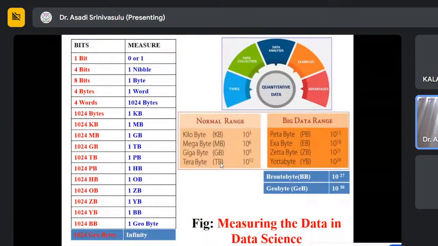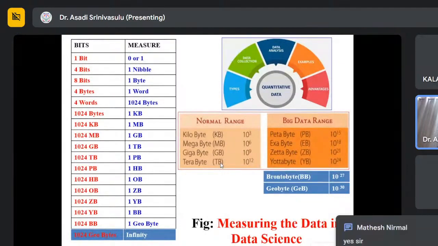Okay. Measuring the data in data science: a huge volume of data is there, and I don't know the measurement used in servers and data centers. If you press capital A, the system cannot understand it. Internally it converts it into ASCII format. ASCII stands for American Standard Code for Information Interchange. The keyboard has a total of 106 to 108 keys, and every key has its own ASCII value. Internally, capital A's value is 65.